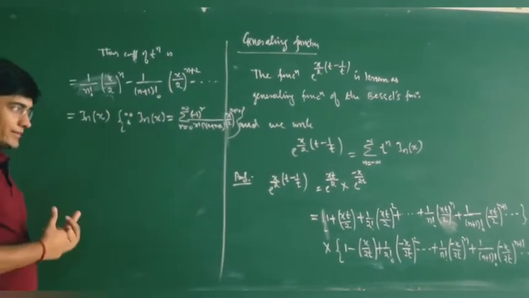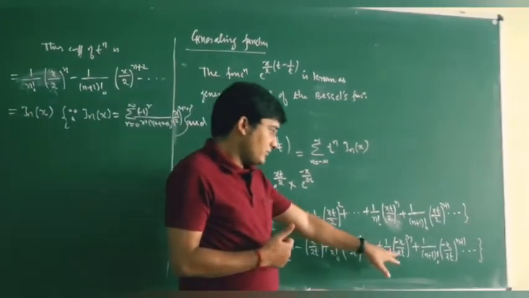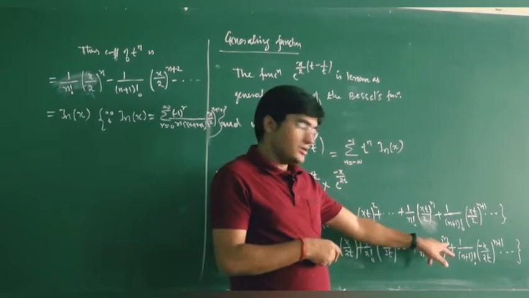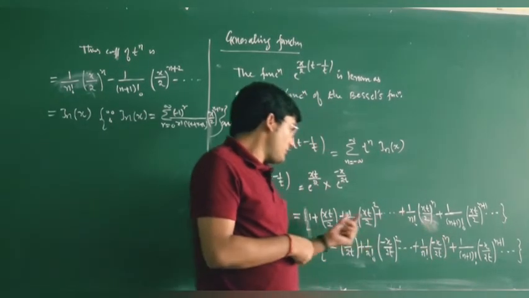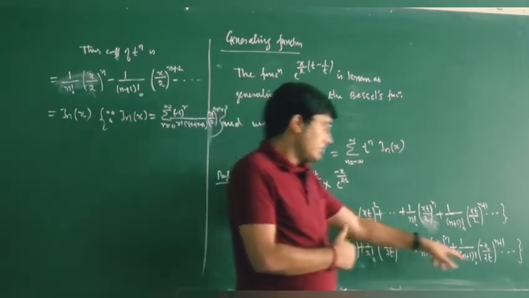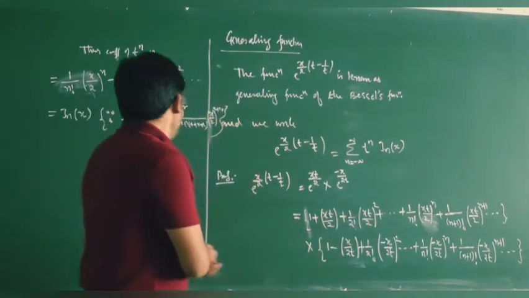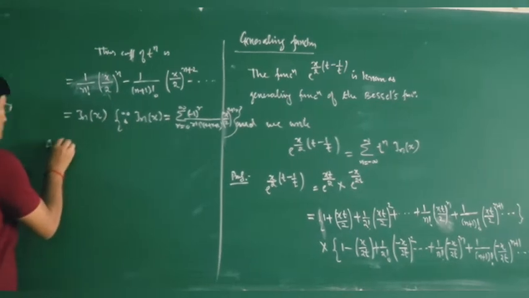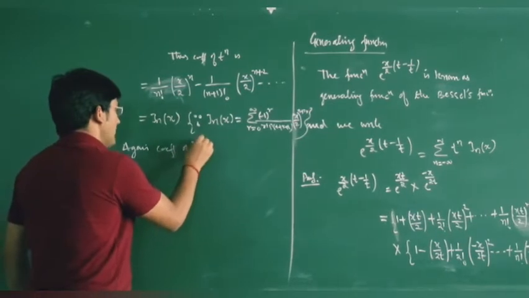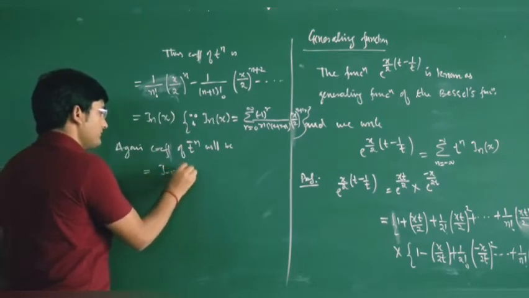Now if we equate the coefficient of t to power minus n, what is meant by t to power minus n? Now let us start with this term. If you take this term in the numerator, then we will have t to power minus n. So the coefficient of t to power minus n will be this 1 into this term. Then we will have this term multiplied by this term, and we get again the coefficient of t to power minus n. So again your coefficient of t power minus n will be just equal to J minus n(x).